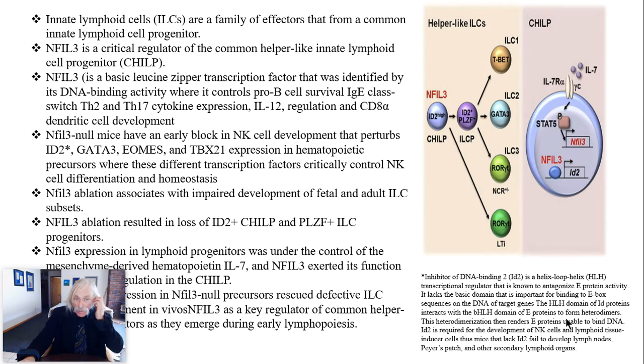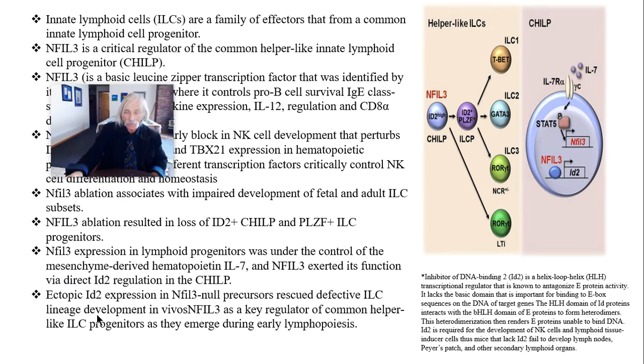Now, more about this. Innate lymphoid cells are a family of effectors that come from the common lineage. Infil-3 is a critical regulator of them because they turn on this common helper-like innate lymphoid cell progenitor. We already talked about this. Remember this whole story. Infil-3 null mice, okay, we talked about this in detail, okay? I think this ectopic, okay, now listen to this. Infil-3 expression in lymphoid progenitors was under the control of the mesenchyme-derived hematoprotein, IL-7, interleukin 7, and Infil-3 exerted its function via direct ID2 regulation in the CHILP.